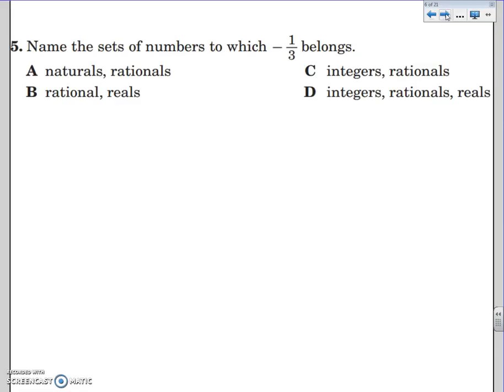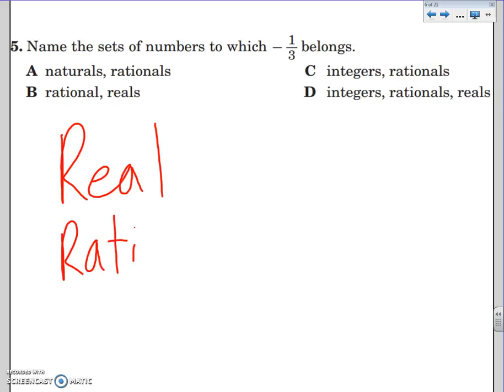Name the set of numbers to which negative 1/3. Alright, sorry, I was interrupted. Let's redo that. So number 5, name the set of numbers to which negative 1/3 belongs. Well, we know everything is real, so I'm going to do real first. Then real is split into rationals and irrationals. 1/3 is a fraction. It's easy, so that's a rational. Since it's not any kind of whole number, positive, negative, 0, I cannot use natural, whole, or integer. So that's it, just 2 things. That is B.